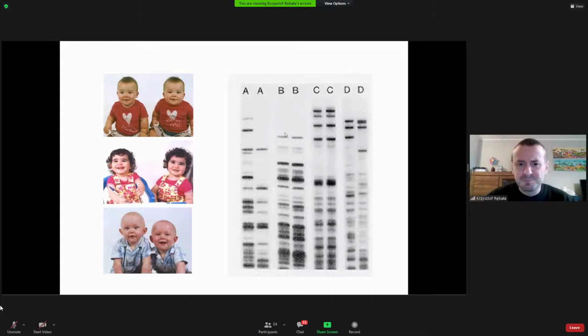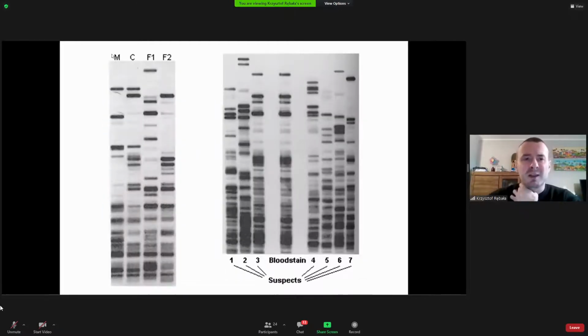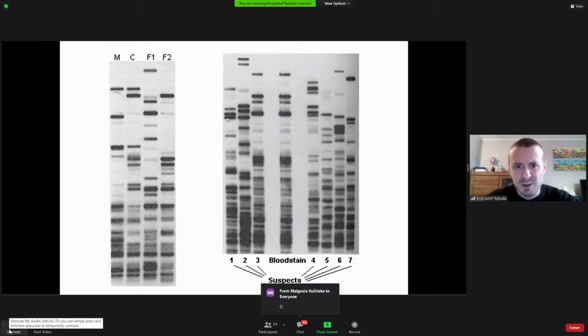Let's go further. And we can see here genetic fingerprints of a mother, a child, and two men, F1 and F2. One of these two men is the father of the child. Which is the father of child C? Who is the father? F1 or F2? F2 is the father. Yes. Why? F2, yes, you are right. Why is F2 the father?